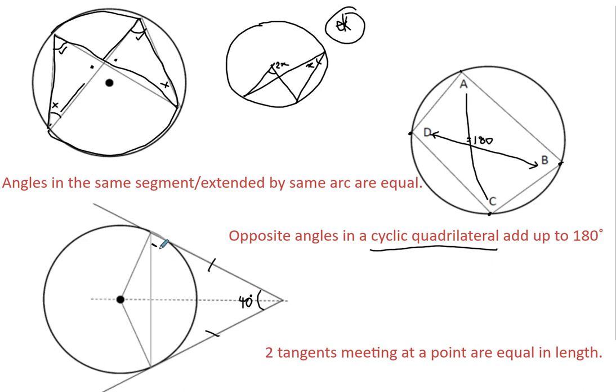And then radius meets tangent, radius meets tangent. And because it's a quadrilateral, the angles will add up to 360. So if those two angles add up to 180, then you know these two will always add up to 180. So that's a good tip to know.